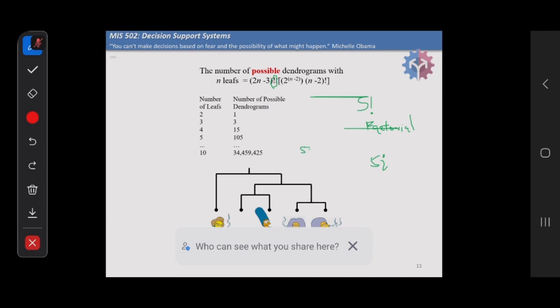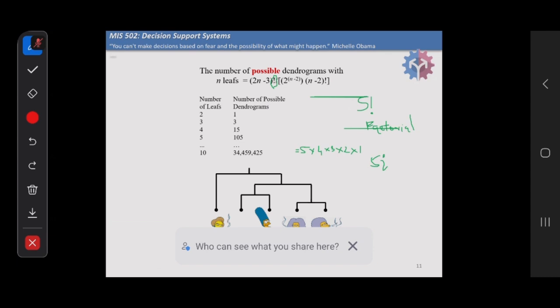So 5 factorial basically means 5 multiplied by 4, multiplied by 3, multiplied by 2, multiplied by 1. Now you understand what this is. That's why I said you must know. You may have forgotten about it. So what is the factorial for 3? 3 times 2 times 1.